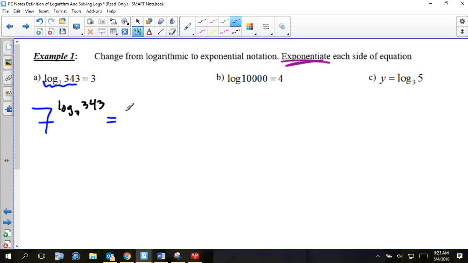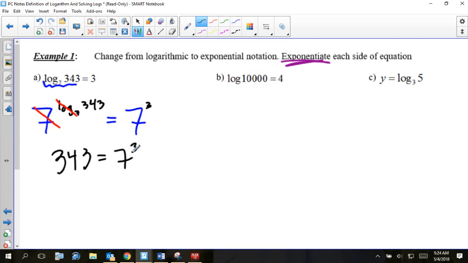Okay. So now I'm going to do 7 to the what? Third. So we're taking both sides of the equation and making them both exponents. I picked 7 because it's the base. And I picked it because now what happens is these undo each other. And we get 343 equals 7 to the third. And that is true. 343 does equal 7 to the third.